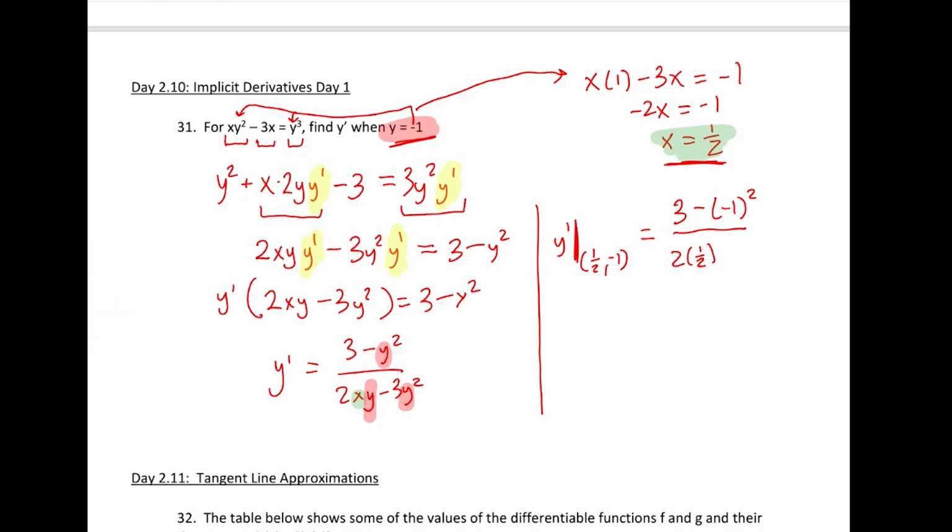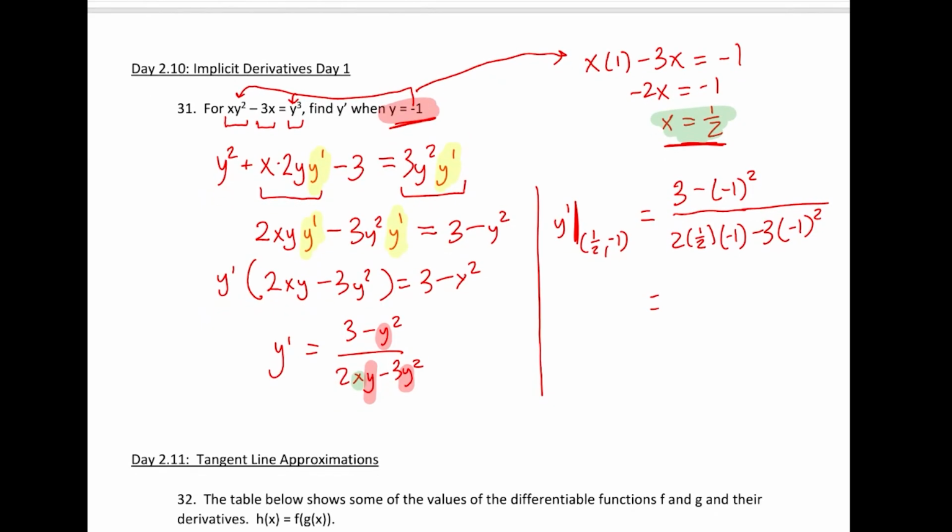2 times 1/2 times negative 1 minus 3 times negative 1 squared. Take a step back, make sure I don't like to go back and edit these too much, so I try to catch these mistakes on the fly. So I think we're good here. So we get 3 minus 1 is going to be 2 in the numerator. And then down in the denominator, we have 2 times 1/2 is just 1. So we've got negative 1 minus 3 is going to be minus 4. So 2 divided by negative 4 will reduce to negative 1/2.